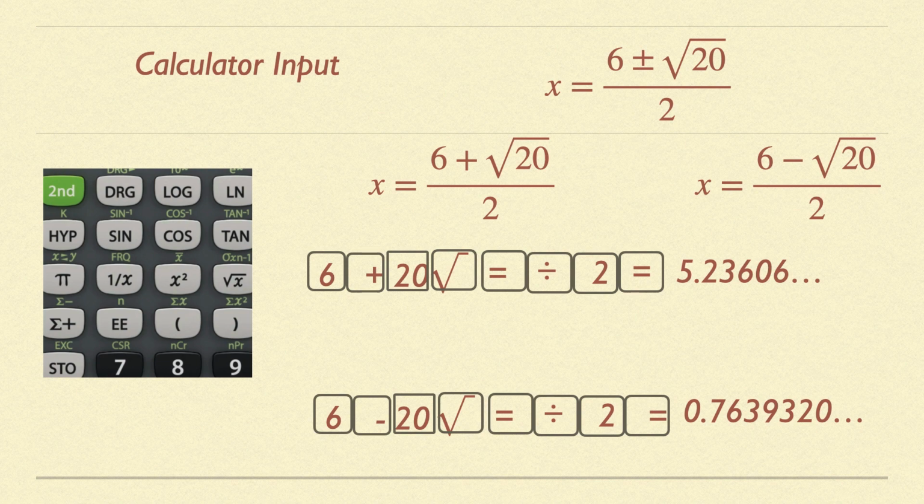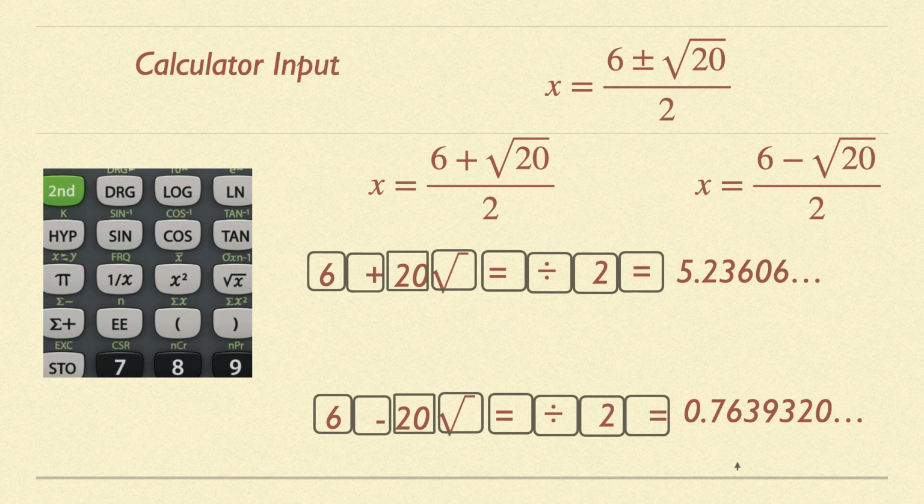0.7639320 and so on. All right, so now what we're going to do really depends on the directions. Sometimes the directions ask you to leave it in simplest radical form or simplified radical form. Sometimes the directions don't give you any directions other than to find the roots. And in this case, you can find the roots and round to the nearest hundredth if the directions do not say otherwise. Sometimes the directions will tell you to round to the nearest tenth if necessary. So you just have to follow the directions.